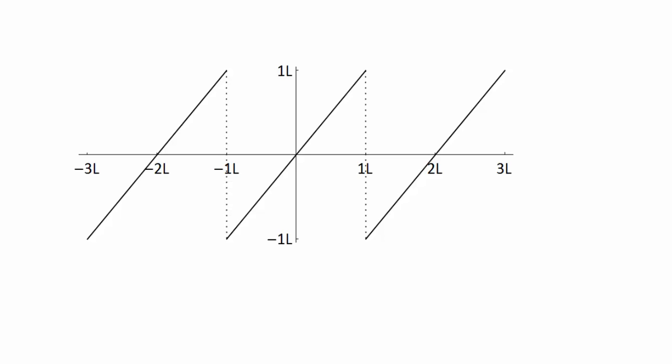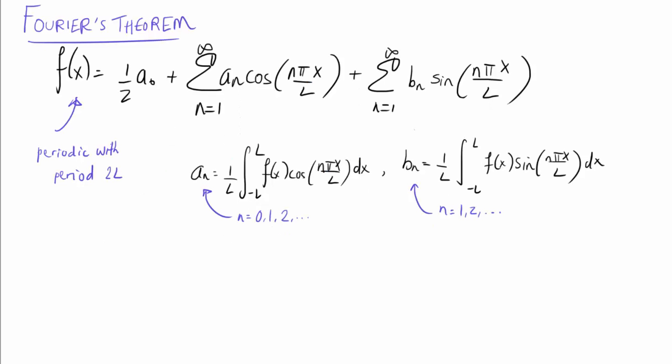Let's calculate the Fourier series expansion of the sawtooth wave. Like the square wave, it's rotationally symmetric, and so it can be expressed using only a sum of sine components. We can calculate the coefficients bn using the given formula.